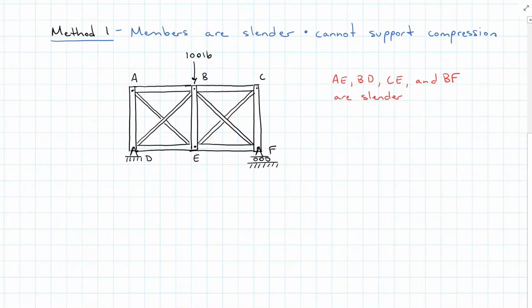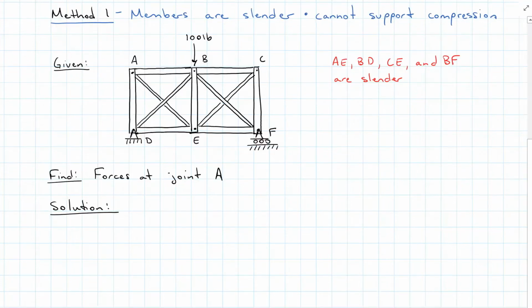Your book does not define a ratio or a certain cross-sectional area size that is slender, but on your homework it tells you whether or not to consider them slender or not slender. So that's all you need to worry about for right now. So if I have this 2-bay truss here, and I have a 100-pound force acting at joint B, I have a pin at D and roller at F, how would I use method 1 to solve for the reactions at joint A, or the forces acting at joint A?